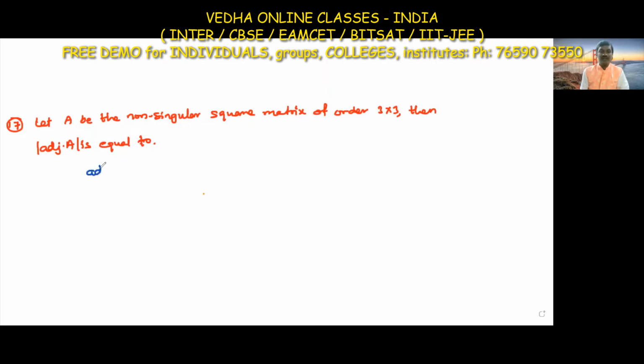Adjoint A into A is equal to A into adjoint A, that is equal to det A into I_n, or det A into I. Already we discussed this. So we know that adjoint A into A is equal to det A into I. Now this is equal to det A into I.